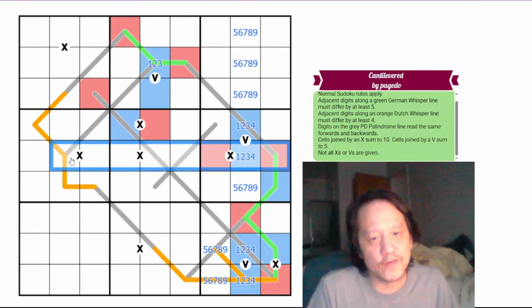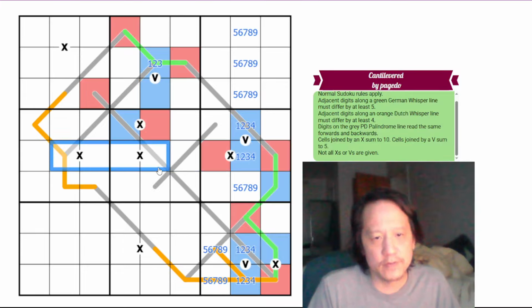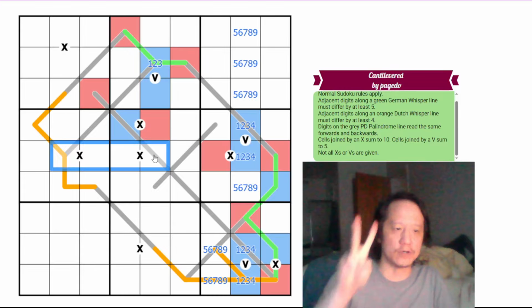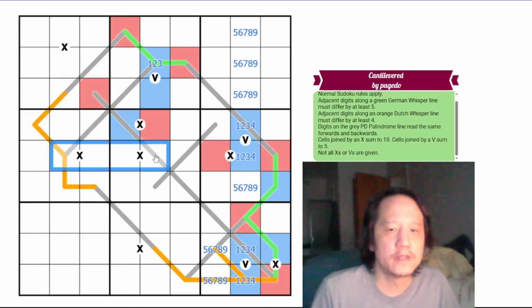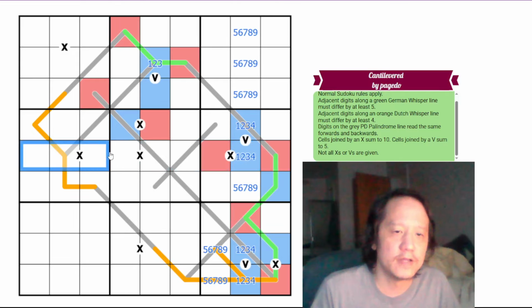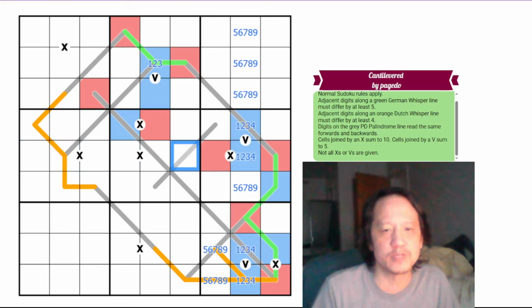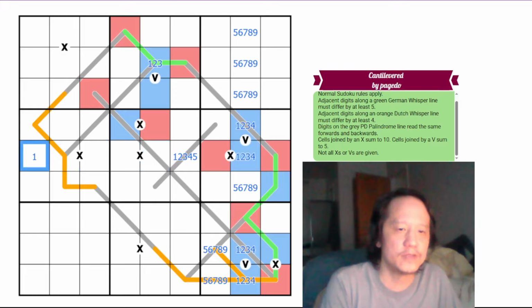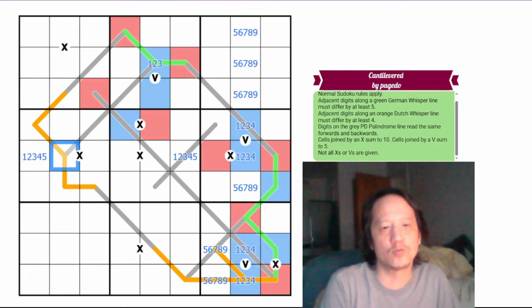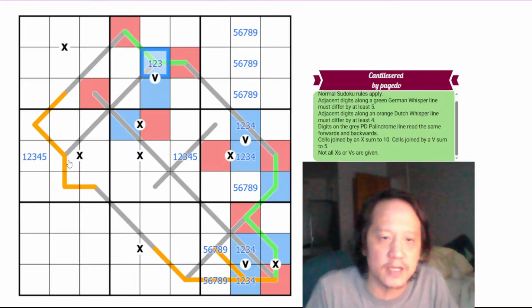In row 5, these x's must contain 2 highs and 2 lows. That means we have 4 highs in the rest of row 5, which eliminates highs in the rest of the row. So this must be 1 through 5 here. This has to be 1 through 5 for the same reason. Oh, this is the same as this digit here.